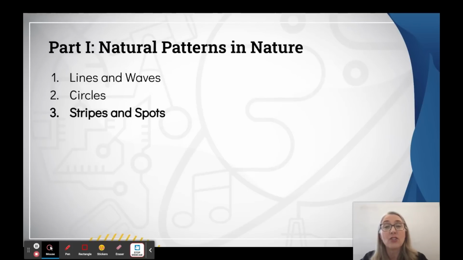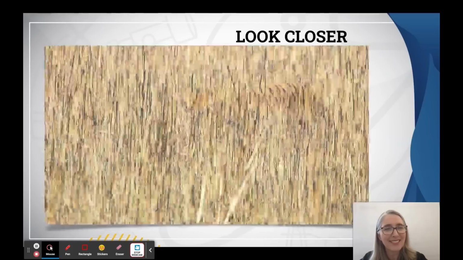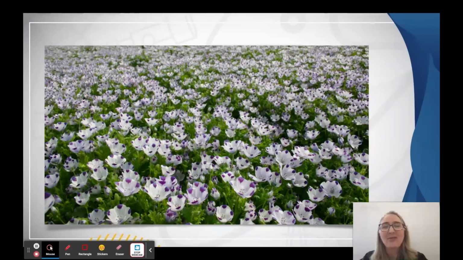Nature also has stripes and spots. So if we look here, take a look at these stripes. No, look closer, really closer. Don't see it? Ah. So those lines and those stripes help create an amazing camouflage. Whoa, amazing. But there's also spots.